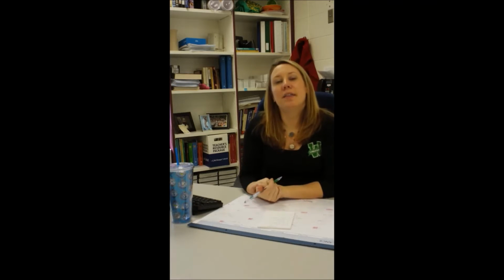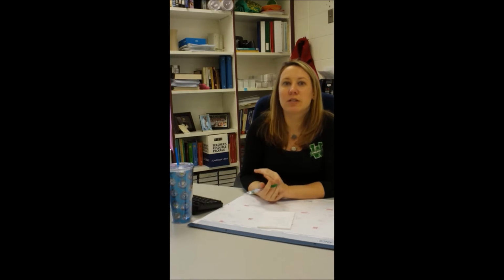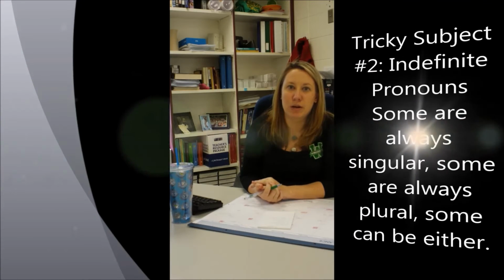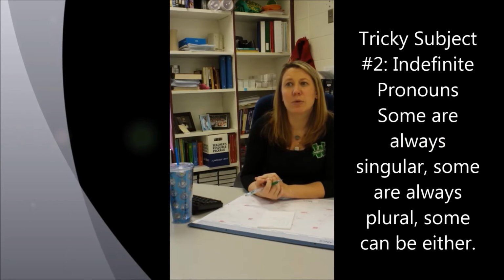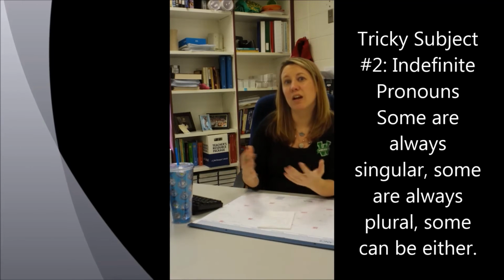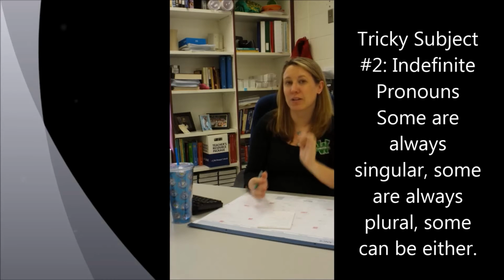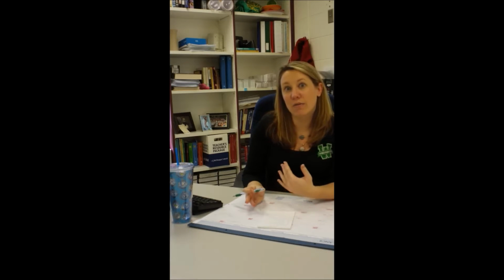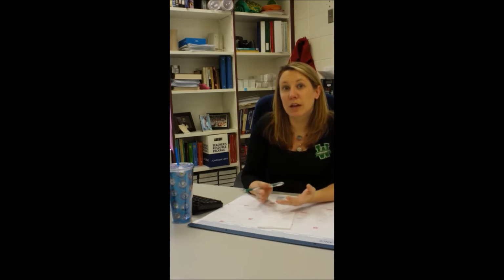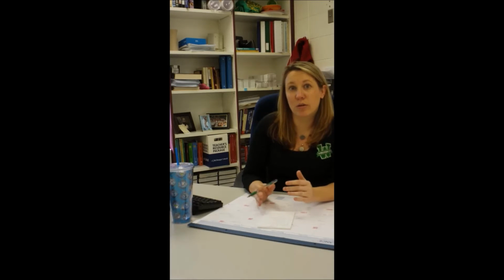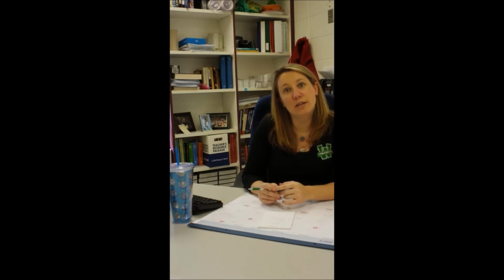The second way that subjects can be tricky is if the subject itself is an indefinite pronoun. An indefinite pronoun is a pronoun that refers to something out there but not anything specifically. So they're going to be words like someone or anyone, nothing, everything. And these words can be either singular or plural. The same word can be either singular or plural, but some words are always singular, some words are always plural. The only way for you to know which is to write down a list. Let's take a look at a list and then some examples.